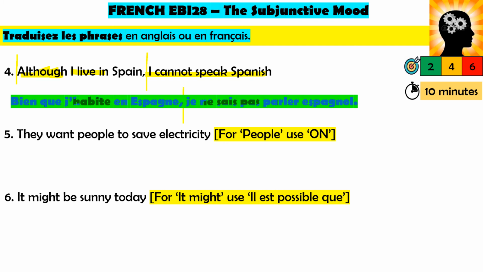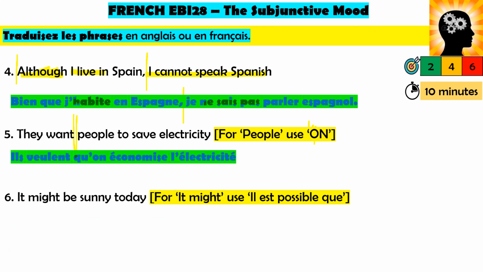And then people will say like les personnes, les gens, no need. What's the French way of doing it? Use on. So this is them expressing their emotion. This is a verb of will. They want people to save electricity. So I've got ils veulent que. They want that. You need the que for the subjunctive. Ils veulent que on économise l'électricité.